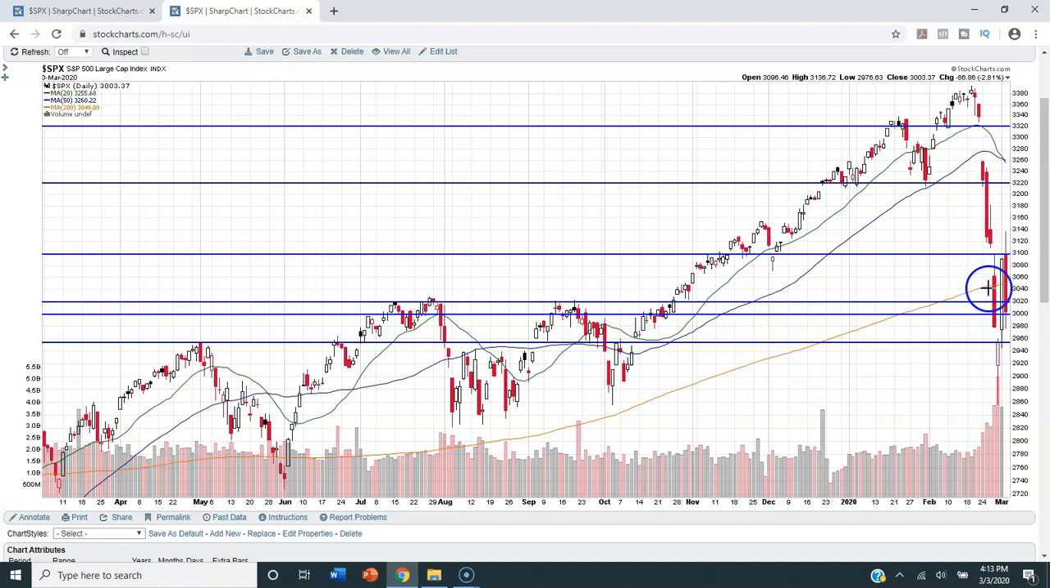Another thing to note here is we are underneath the 200-day moving average, which is this orange line here. The 200 is trading at 3049 exactly right now. And again, we're at 3,003.37. So we're underneath the 200-day moving average, which is not good. However, we at least closed 2 days in a row now above 3,000. So we have to take what we can get at this point.